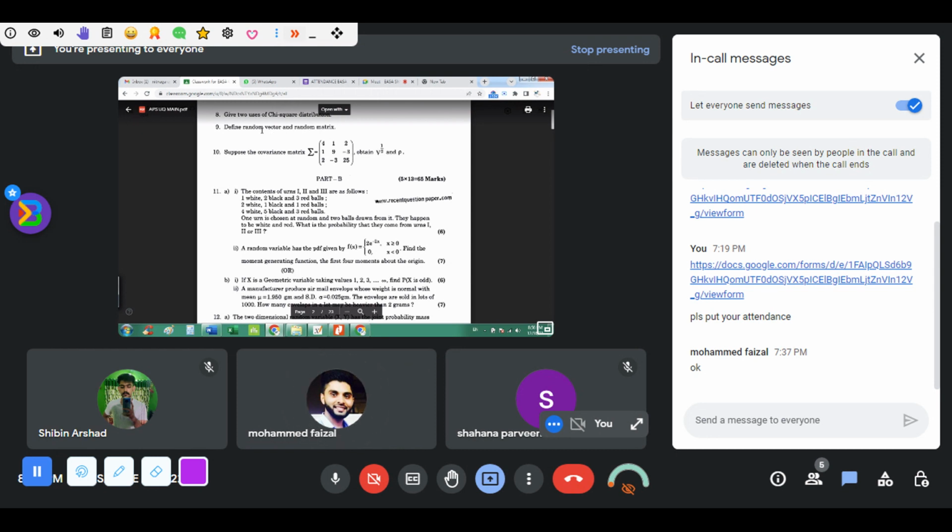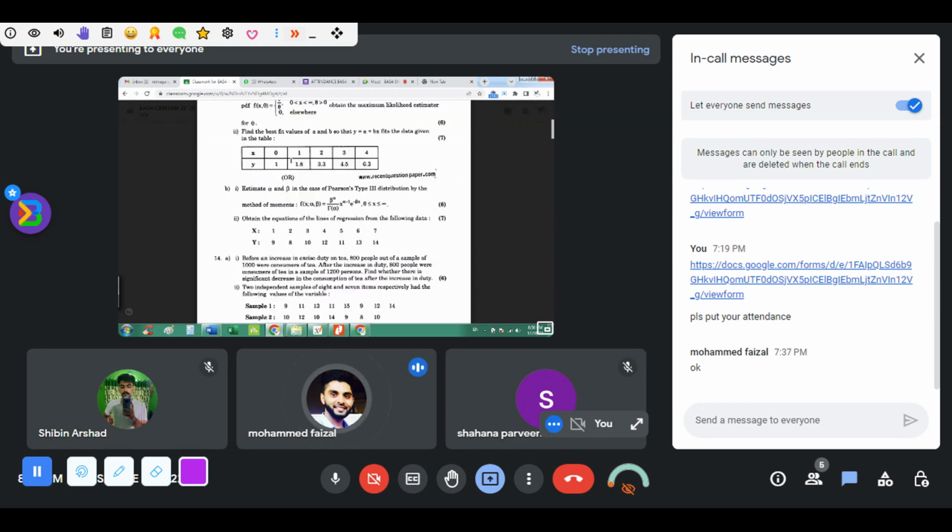Random vector X1, X2, X3, X4, Xn. For a random matrix, we put it in matrix format, with X1, X2, X3 in a column vector. Two questions completed today, same process. We move to the 15-mark question.